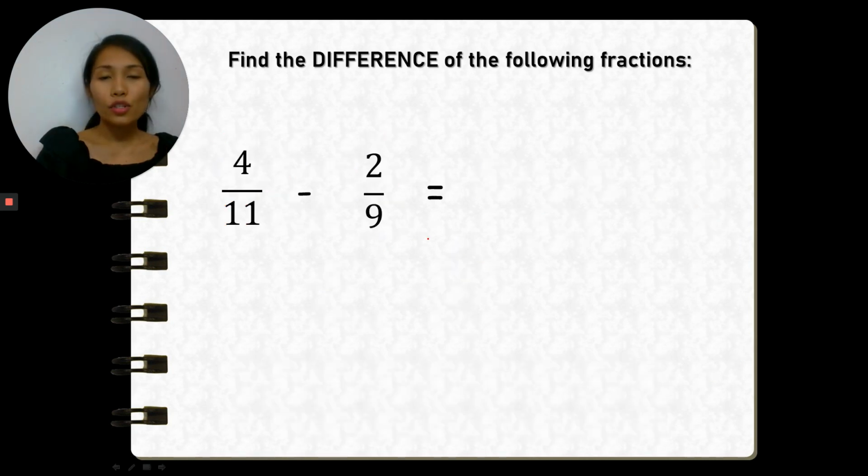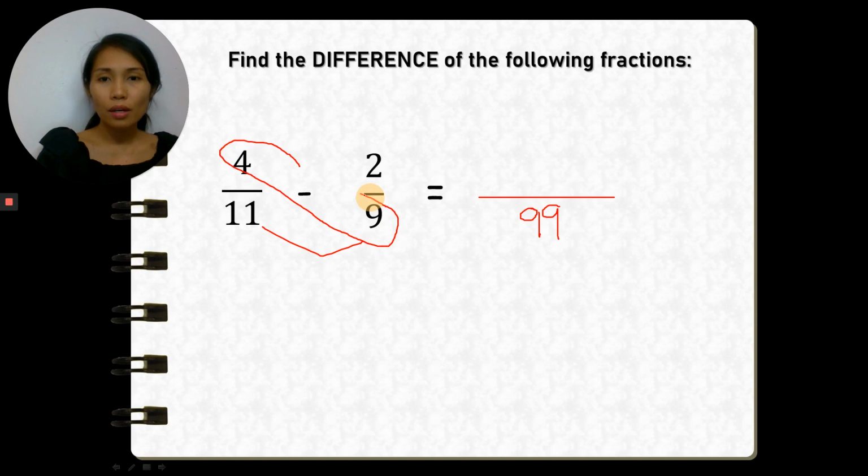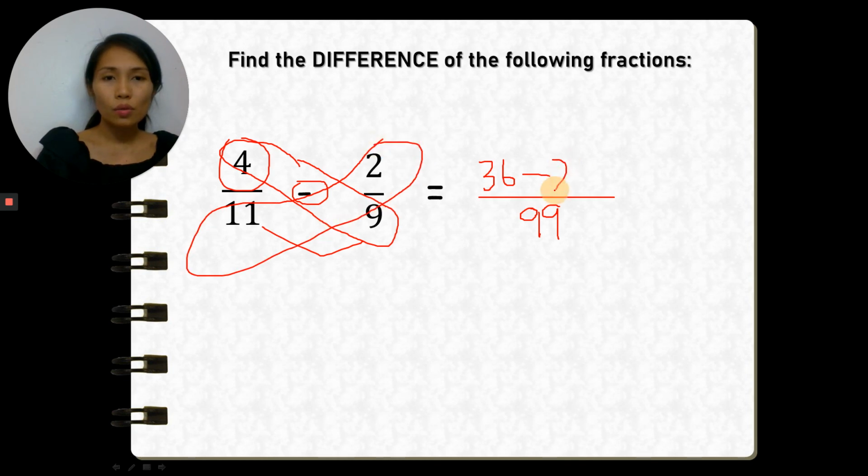Alright. Let's try this one. Let's use the cross multiplication method, the easiest method. 11 times 9 equals 99. Now let's cross multiply. Start with 4 times 9 equals 36. Minus, we use minus here, 11 times 2 is 22. Now 36 minus 22 equals 14.